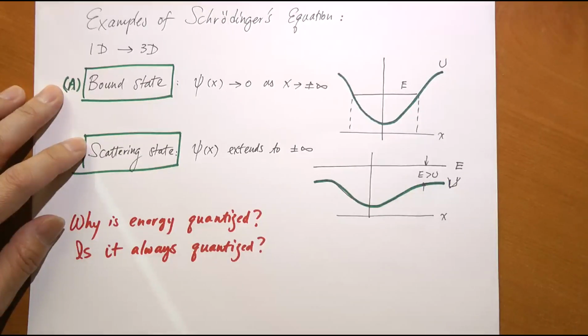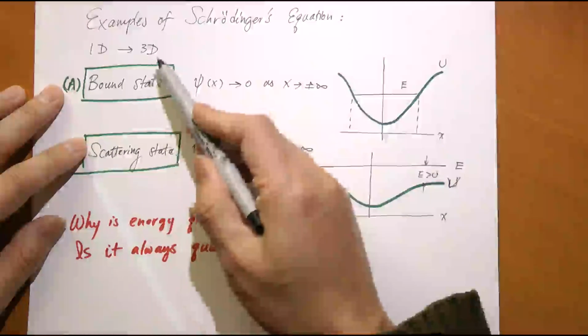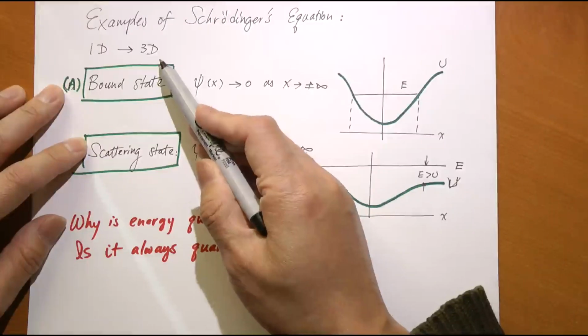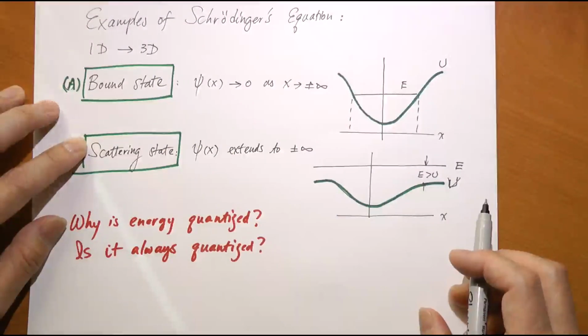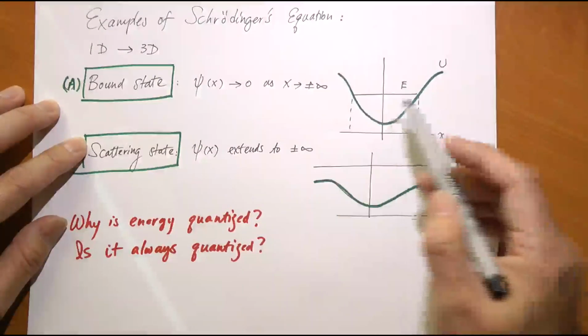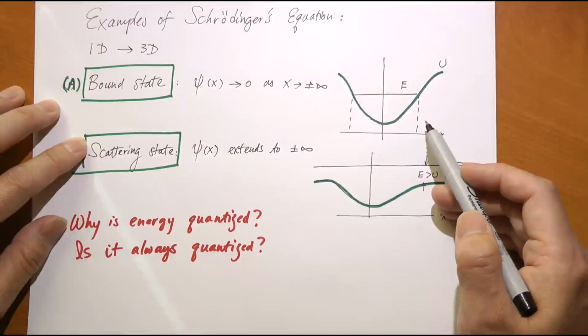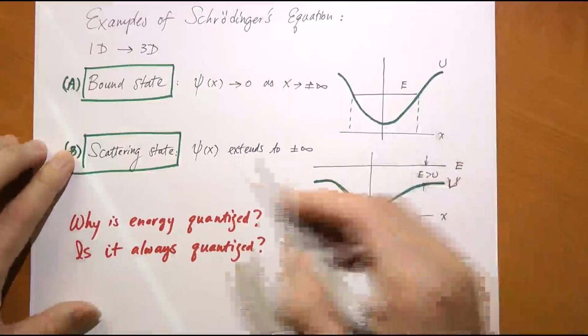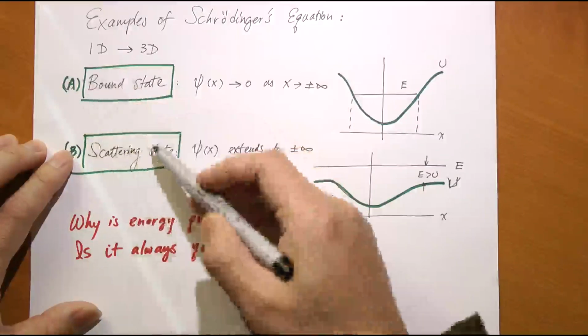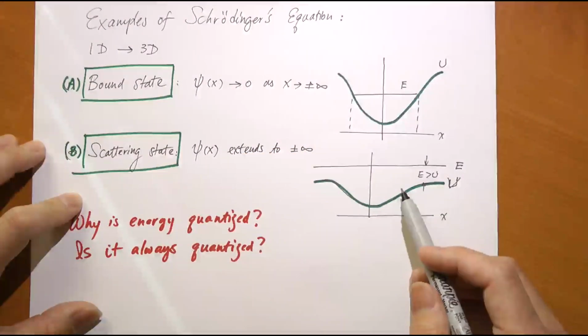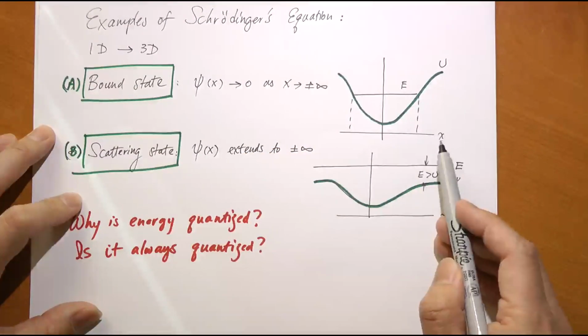For simplicity, we start with one dimension. Let's look at some examples of the Schrödinger equation in one dimension. Later on, we're going to extend this to three-dimensional cases. And we're going to separate our situations into two general categories, the so-called bound state (A) or scattering state (B). A bound state, here is an example of a bound state.